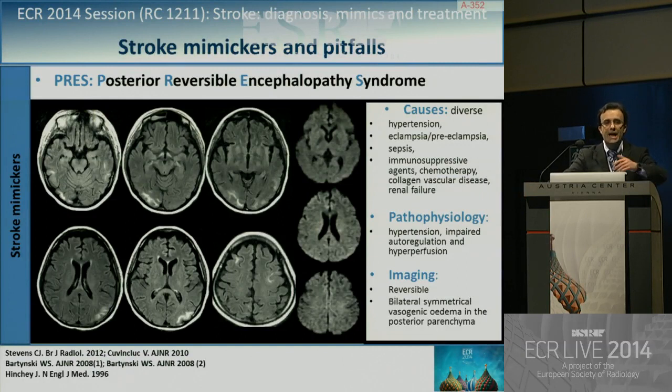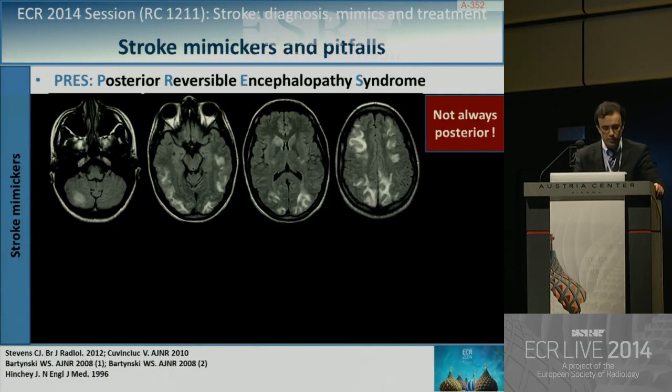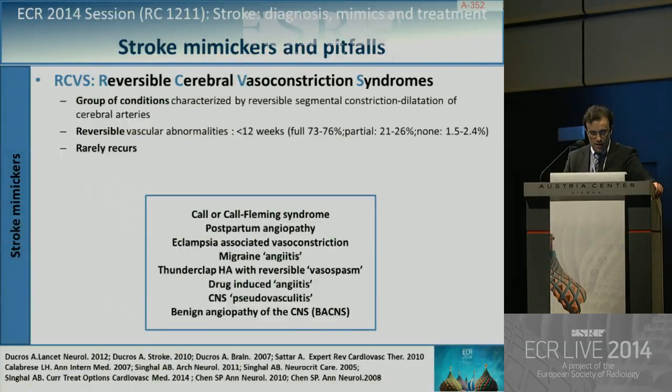What you have is generally a hyperperfusion, and you will have a vasogenic edema, typically affecting the posterior areas and the watershed areas. And you do your diffusion, and generally what you see is vasogenic edema. So these are the typical findings, but you should remember that it's not only posterior. You can have anterior location, even basal ganglia and posterior fossa, and you may have hemorrhage in a small amount of cases, as you see here in the cerebellum, and it's not always reversible, since you may also have areas with cytotoxic edema.